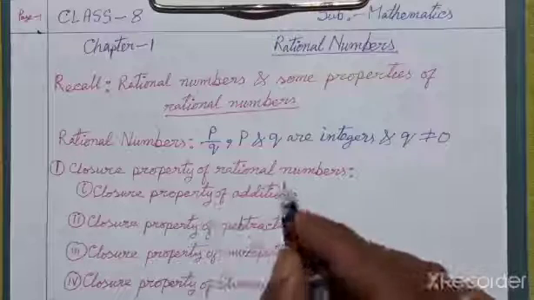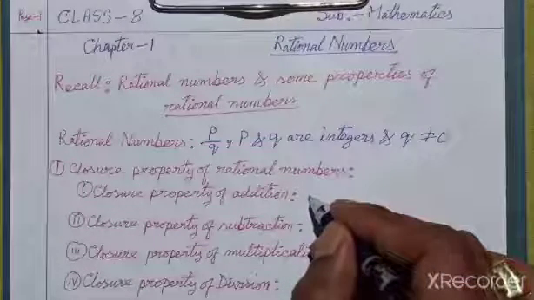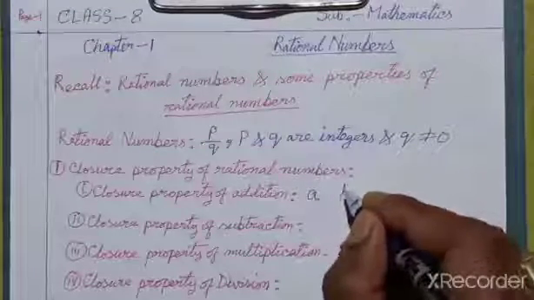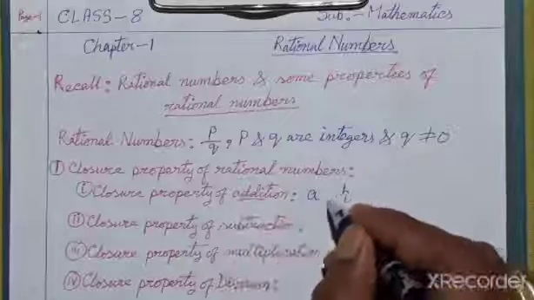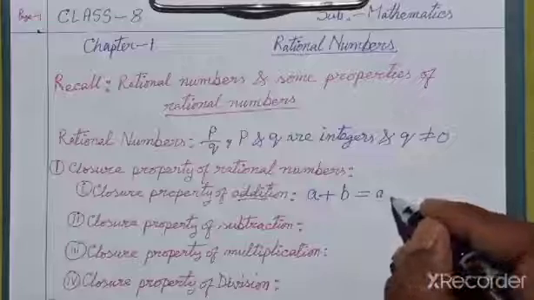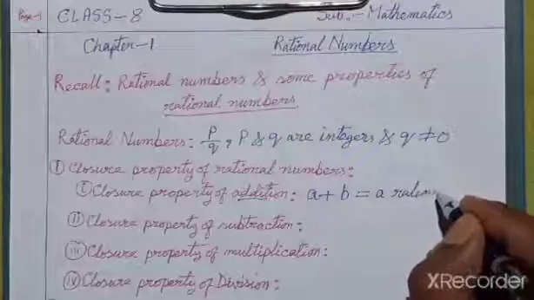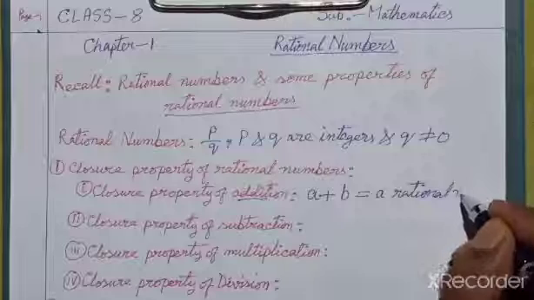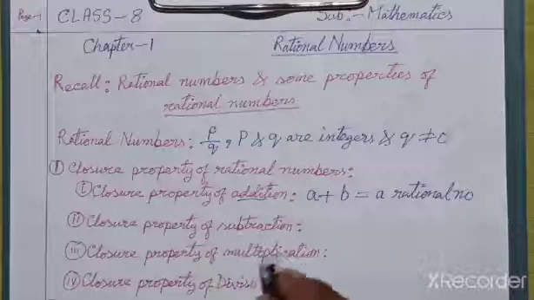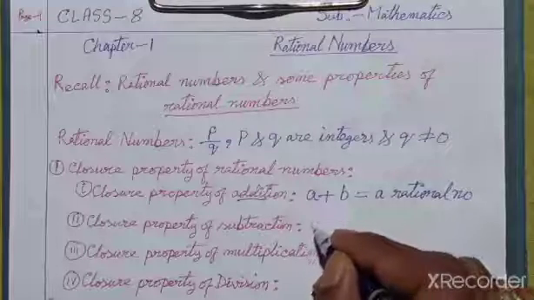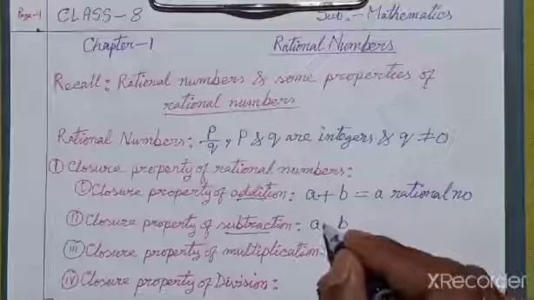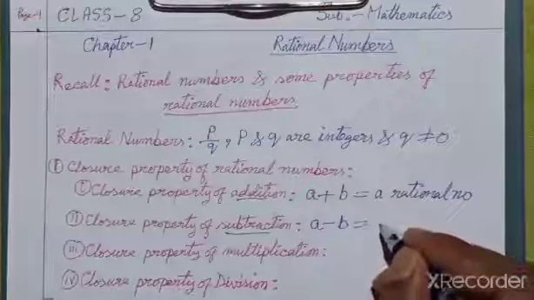First one, closure property of addition. This closure property of addition says that if we take any two rational numbers and add them, the answer is also a rational number. Number 2, closure property of subtraction. This says that if we take any two rational numbers A and B and subtract them, the answer is also a rational number.